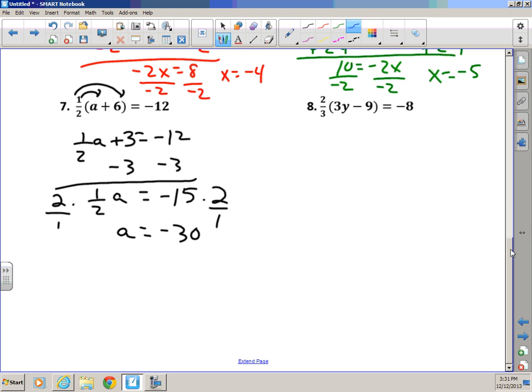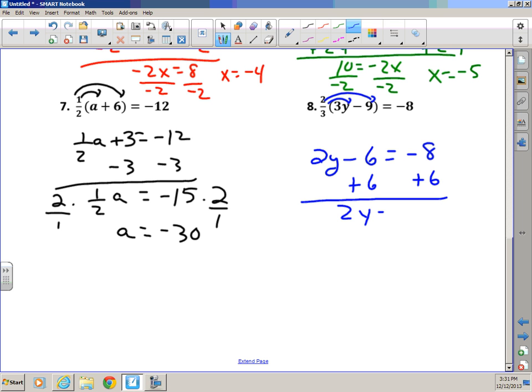And then finally, I'm distributing 2/3. 2/3 times 3 is 2. 2/3 times negative 9 is a negative 6. Don't write plus minus. It'll confuse you as to what to do. Add 6. 2y equals negative 2. So y is equal to negative 1. So to summarize, today we added on the use of the distributive property and combining like terms as the first steps to be done when solving equations.